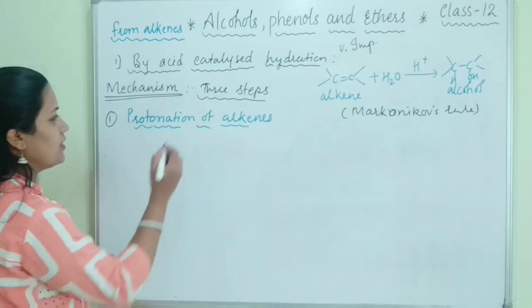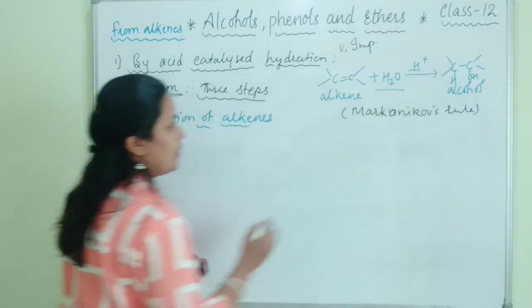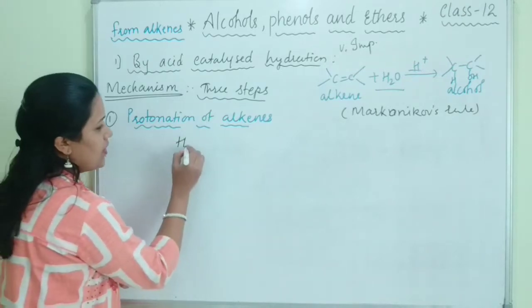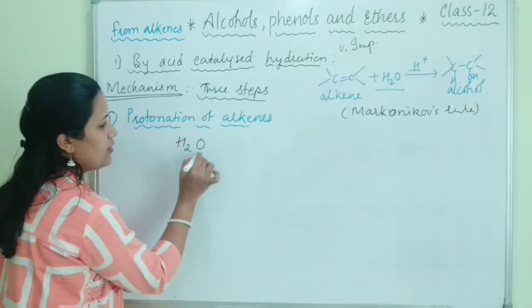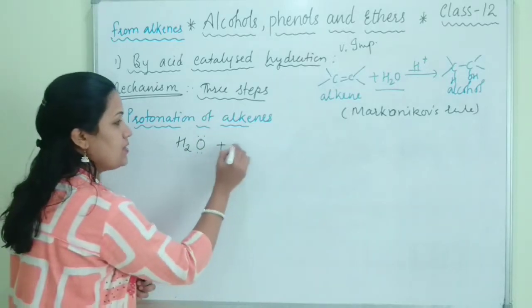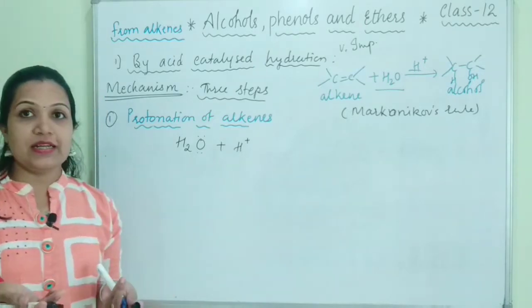How are we going to see that? In the protonation of alkene, as we know, we have water as well as H plus ions. So in the first step, this water, you know very well, has two lone pairs. So these two lone pairs and H plus ions are there, and we know the tendency of oxygen. And what is that tendency?